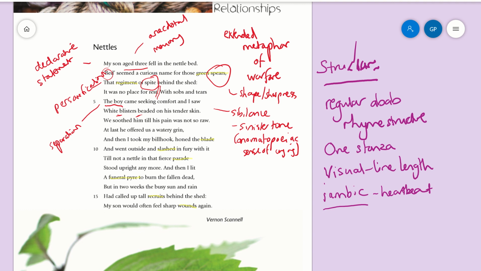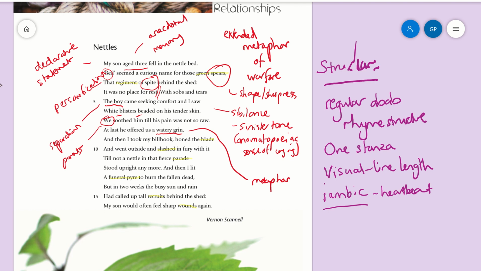Again, the sibilance continues. "We soothed him till his pain was not so raw." Again, there's a "we" here. We're assuming that it means the parents, more than one of them, so this is a very kind of family image. "At last, he offered us a watery grin" is a metaphor here, but it implies that he was crying, but he was smiling through his tears. So you could talk about the differing emotions there.